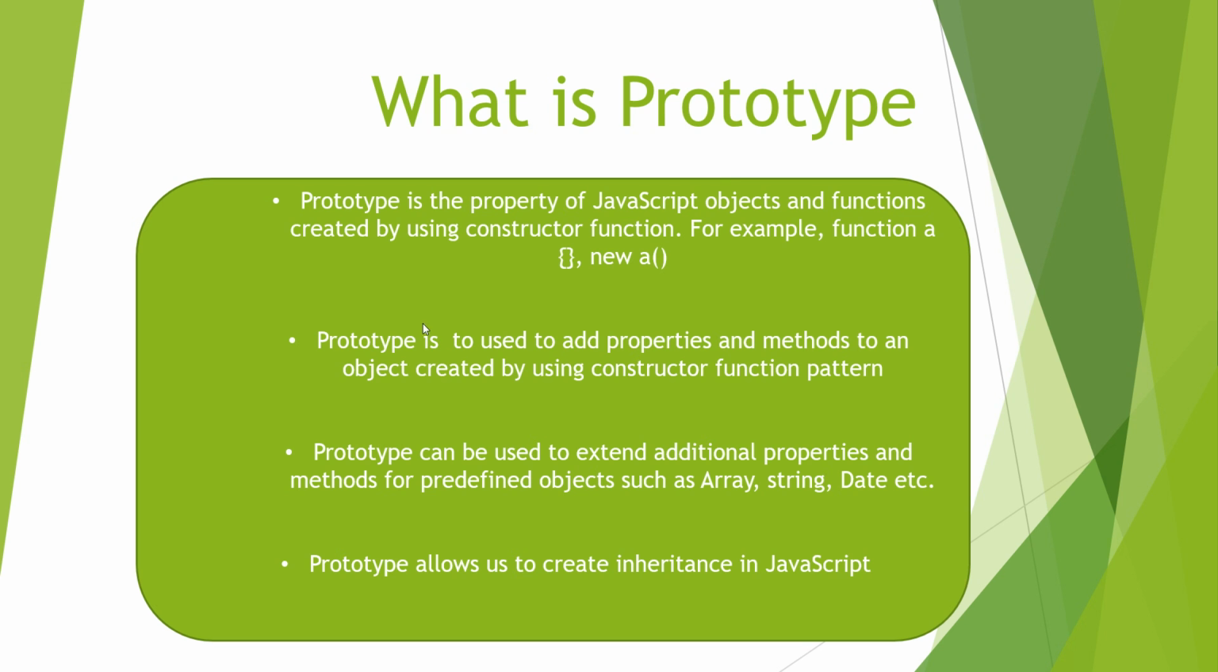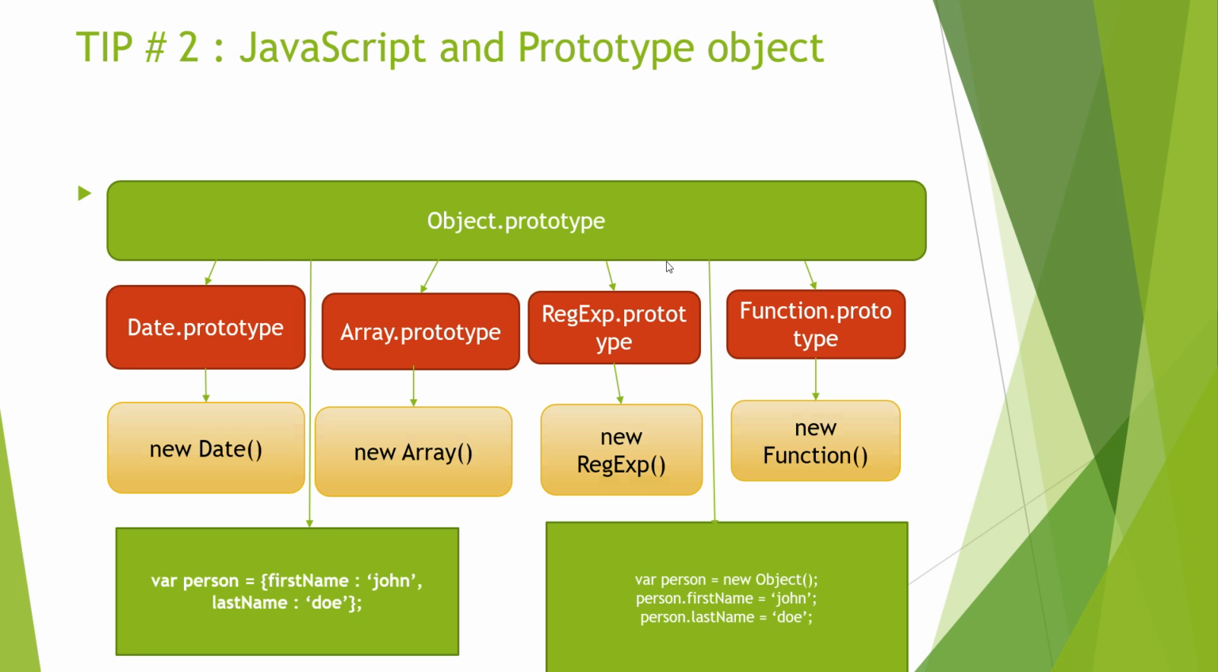Okay, let's first talk about what a prototype is. So prototype is basically an object, a property of a JavaScript object and function, and that is created by using a constructor function. I have a very simple example here: I have a function called a. I have a very simple function, and then when I create an instance of that function right here, that's what I mean by a constructor function.